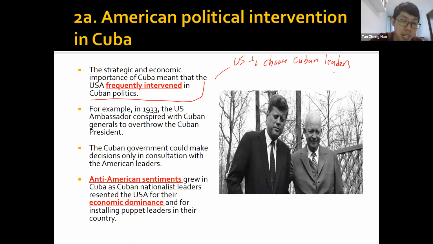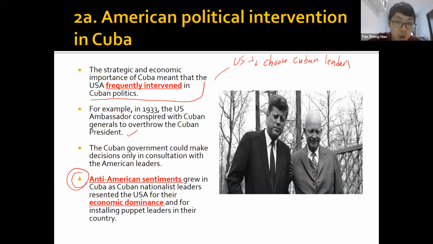For example, in the past, they have maybe got the generals to overthrow their Cuban presidents before. Because of that, a lot of people start to have anti-American sentiments. People in Cuba, including maybe people in the middle class or even the existing rulers, some of them may feel like, you know what, it's quite sad to be always under the control of another country. It feels like we are very powerless. So a lot of people start to resent and hate the USA because of that.